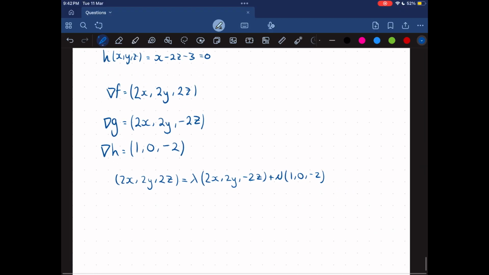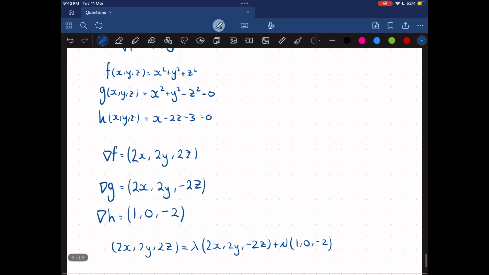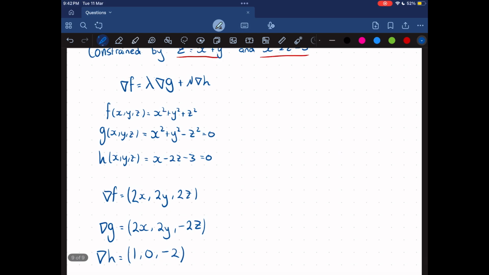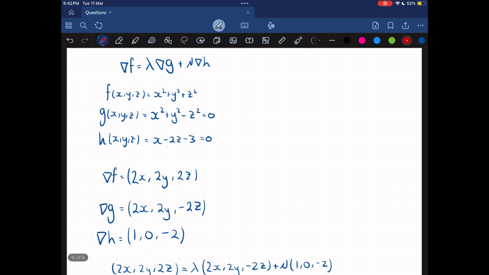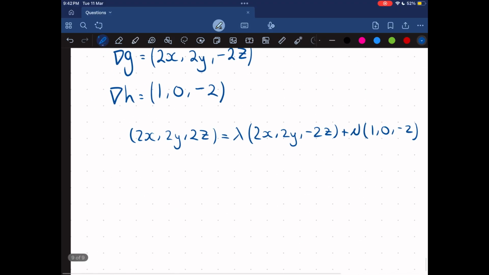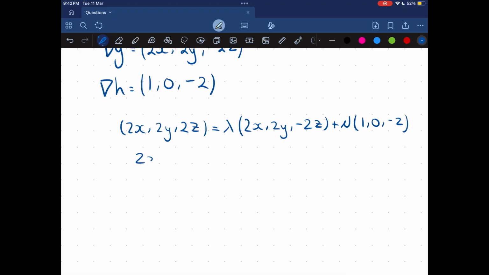Alright, sweet. So this line here is just substituting our gradient f, g, and h into this equation here. Perfect. So now we're going to equate all of these. So 2x should equal 2x lambda plus mu, just reading across for each component. 2y should equal 2y lambda plus 0. 2z should equal negative 2z lambda minus 2 mu.